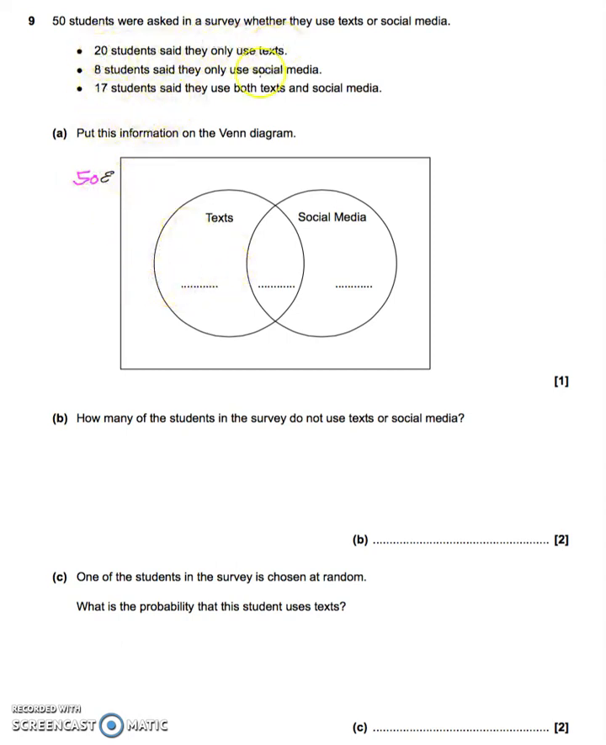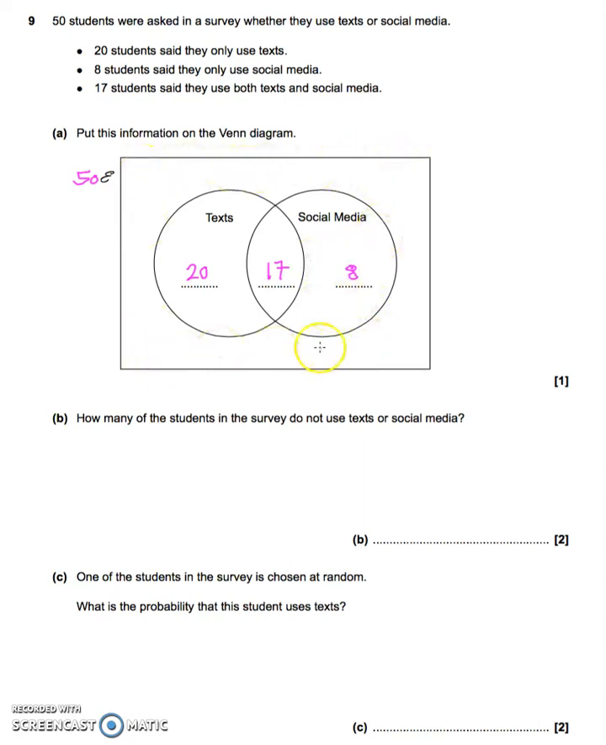So 20 students, so they only use texts. That's this bit, okay? This little crescent shape here is just text, so we're going to put 20 there. This bit in the middle is the intersection of the two things, the texts and social media. So that's the part where they use both, so that's the number 17. And then this crescent shape on this side is the bit where they are just using social media. And 8 students said they only use social media. So those are the numbers.